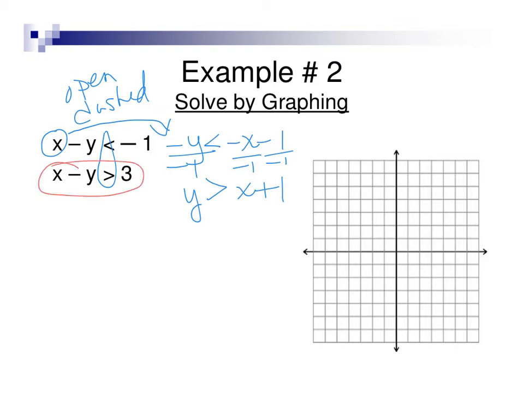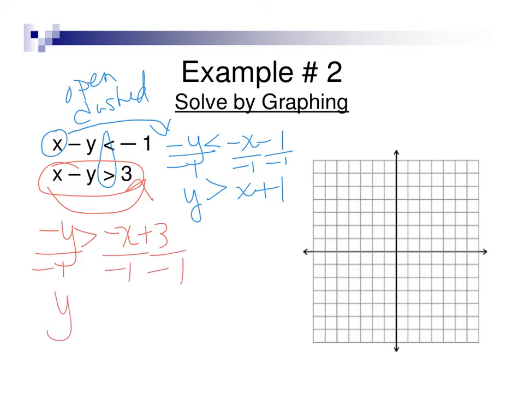Now I'm going to, in red, do my second one. Same thing here. I've got to move the x over. So I get negative y is greater than negative x plus 3. And I've got to get rid of that negative again. Alright, and when I do that, remember I've got to flip my inequality. And I get x minus 3. Alright, so here is my first one and my second one. Let's see if you can come up with the graphs.